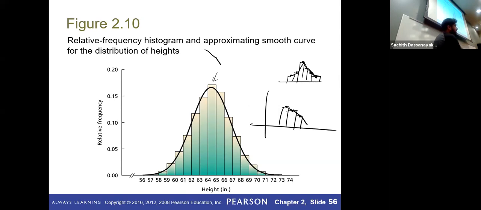We try to approximate. But once you see this without the smooth curve, you should be able to see it's increasing up to some point and then decreasing. The shape is like this. We call that shape bell shape. It's a very common shape in this course and in statistics. It's like a bell. So this is the shape of this distribution, bell shape.